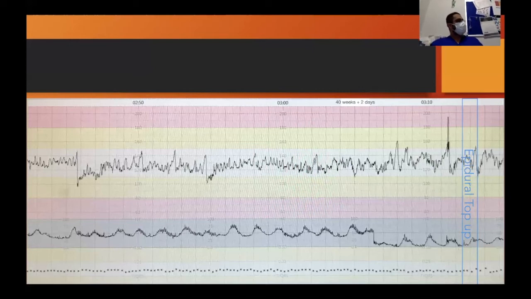So you've got a stable baseline with good variability. What's your baseline? I can't see from here, sorry, I'll have to unsocially distance. About 130. We are contracting a bit too much though. 1, 2, 3, 4, 5, 6 to 7 in 10. So I stepped out. So are we on Synto? Oh, we're not on Synto. This is just spontaneous. Okay, so we're contracting a bit much.